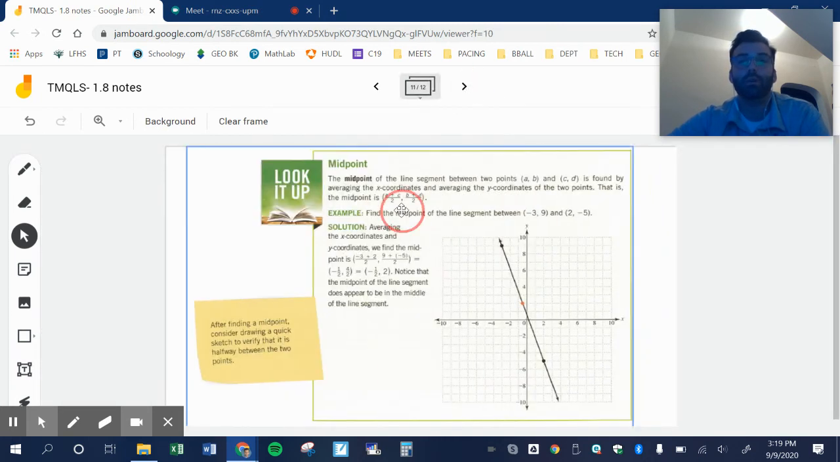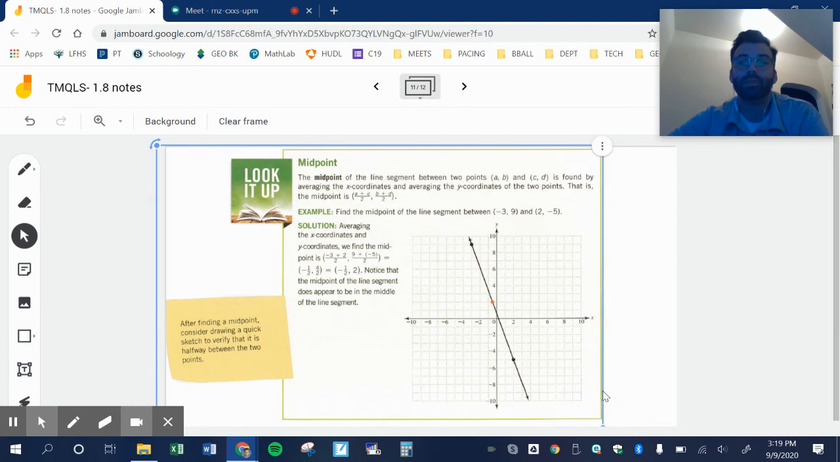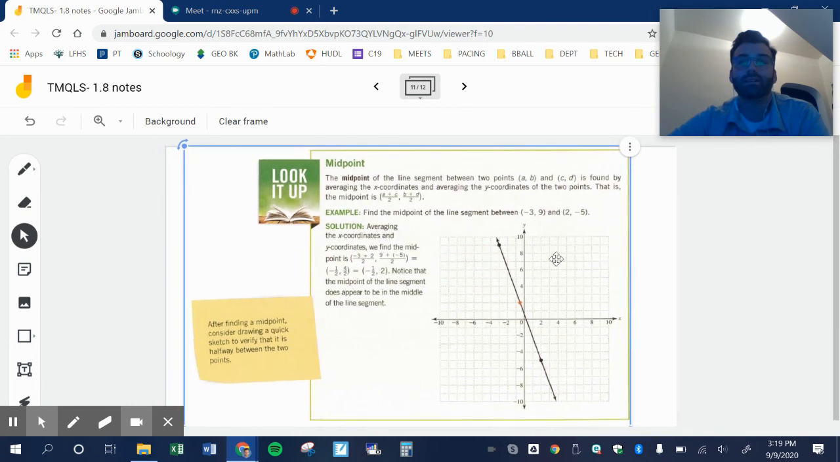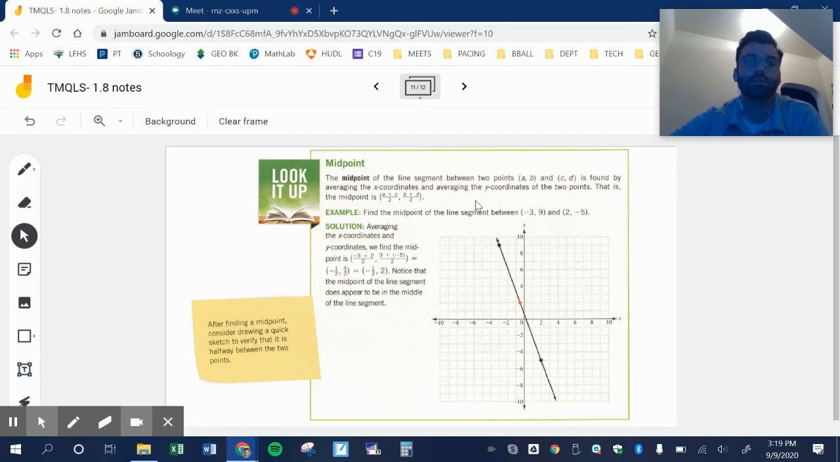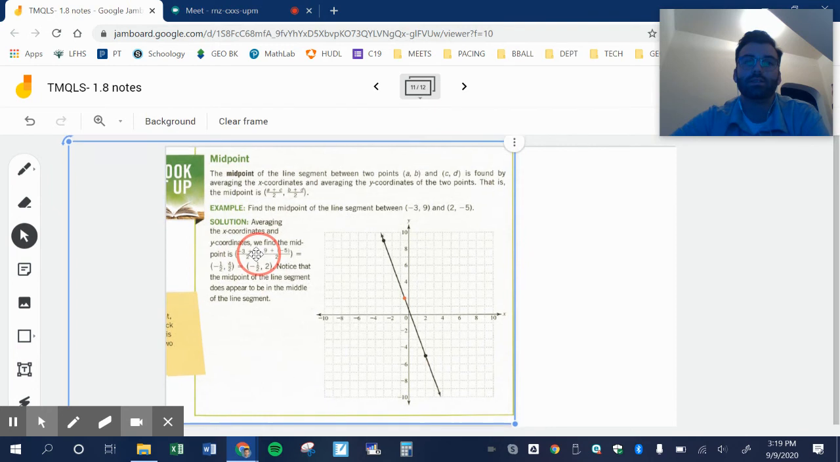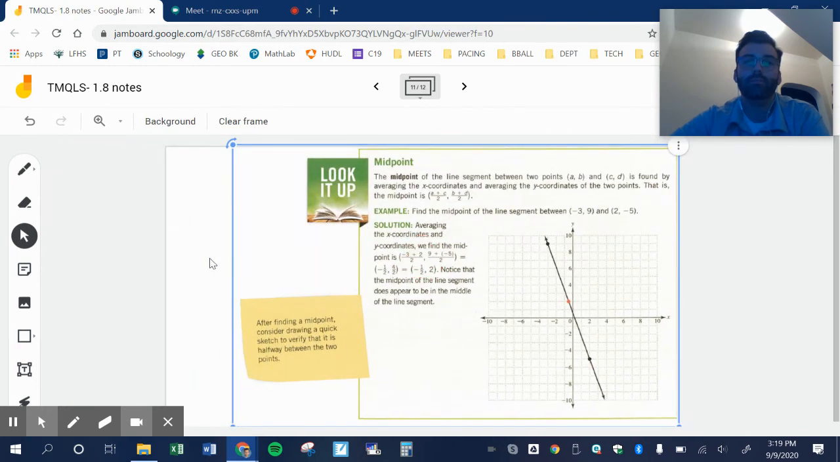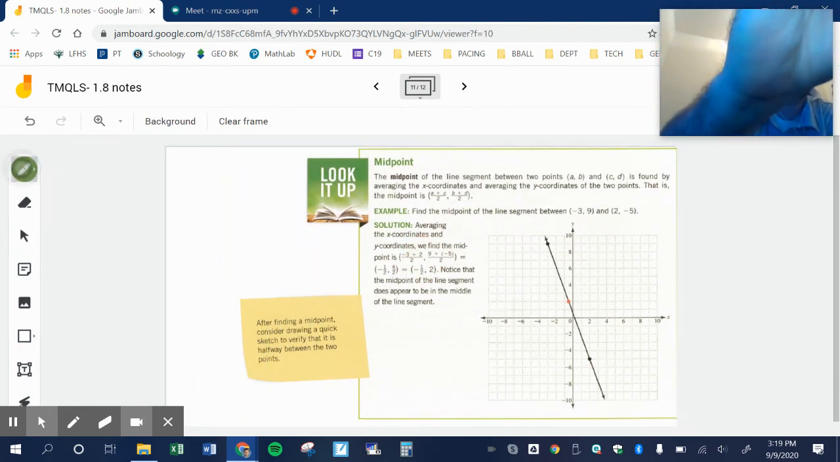Midpoint. All right, midpoint can be found by adding your x's together and dividing by 2, and adding your y's together and dividing by 2 as well. Okay, notice that the midpoint of a line segment does appear to be in the middle of the segment, which makes sense, right? Find the midpoint. Here's an example. All right, if I'm given these 2 points, this is what I want to do here. Okay, and all that I'm doing is x1 plus x2. So I like to think of it like this. I like to think of it as x1 plus x2.